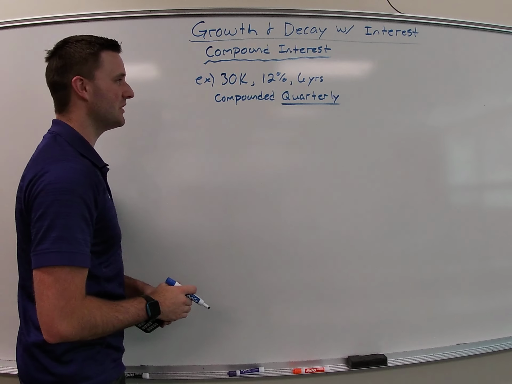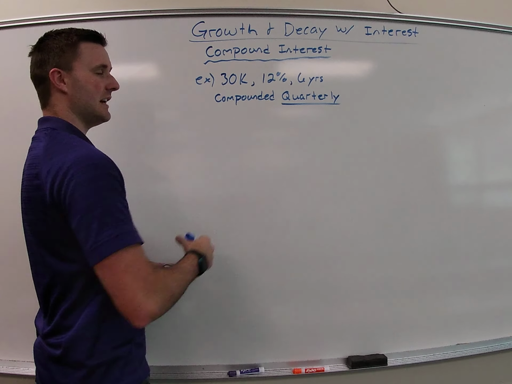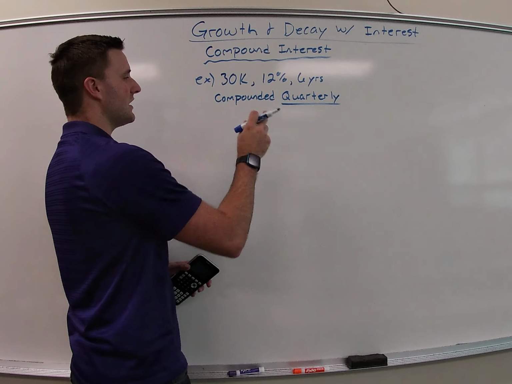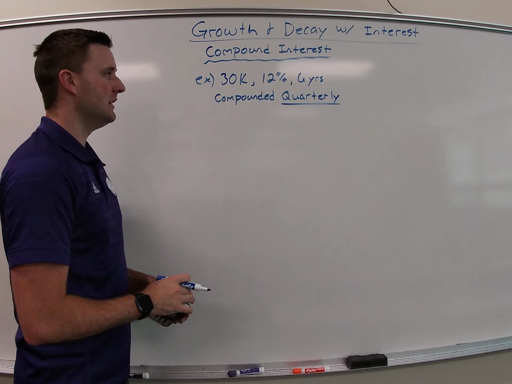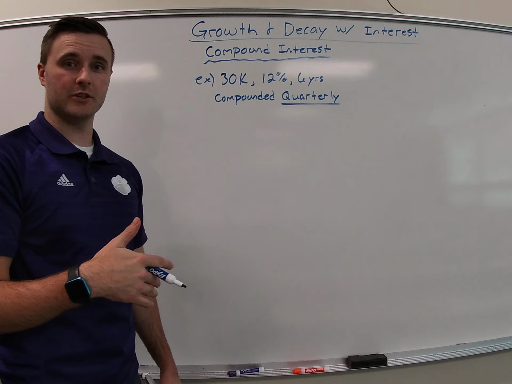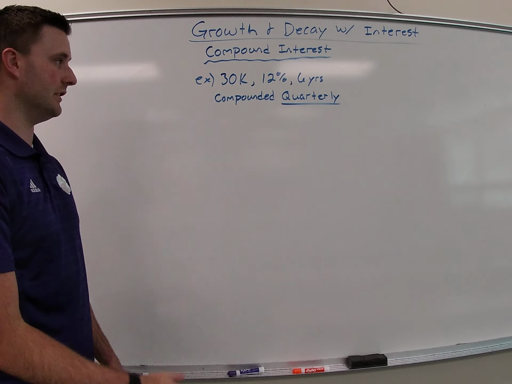And you're going to invest your money for 6 years. So 6 years, with this being consistent as it has been in the last 20 years or so. But what if your money was compounded quarterly? Now, if it's compounded quarterly, well, how many quarters are there in a year? Well, there are 4 quarters in a calendar year.